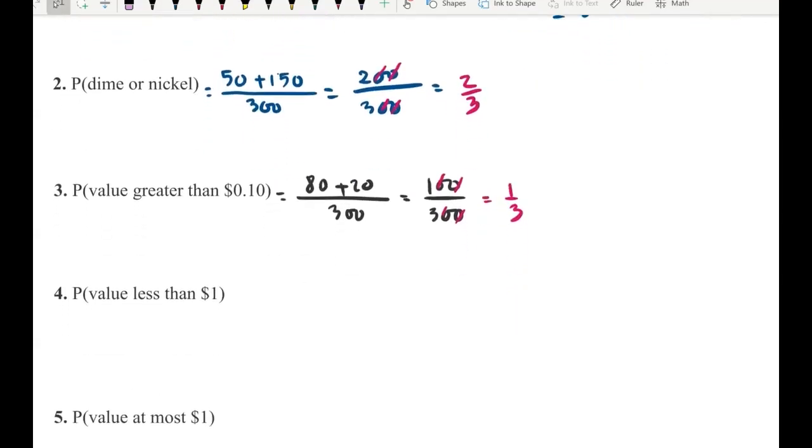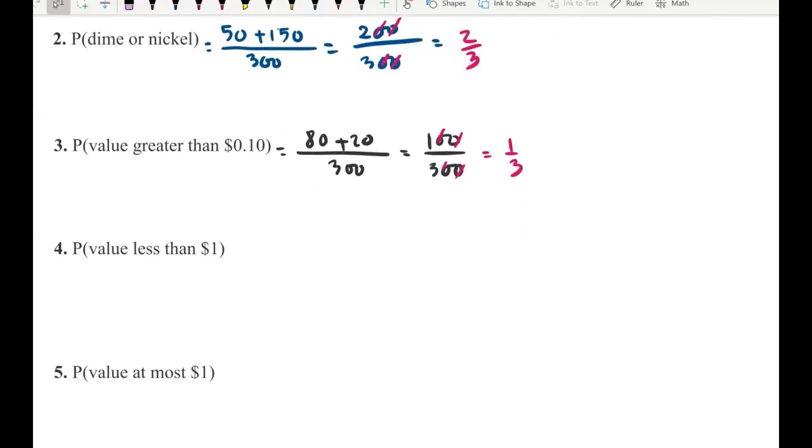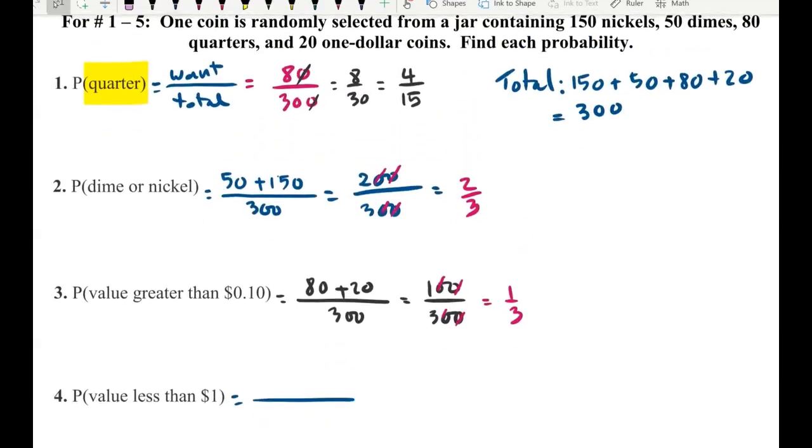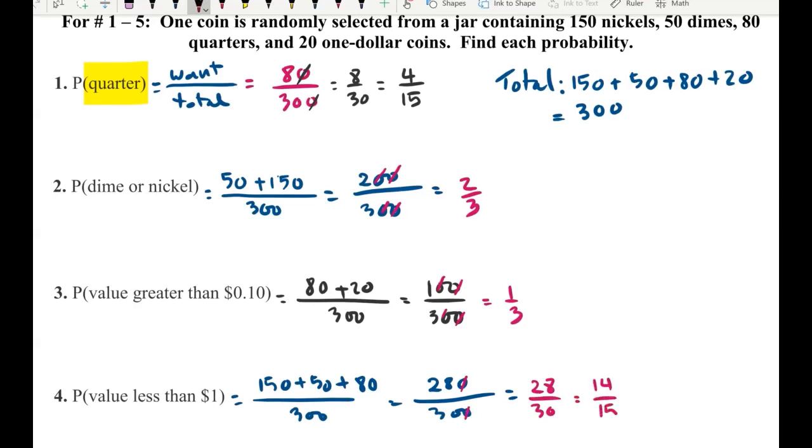Alright, we're heading to number 4. The value less than $1. Value less than $1 is any coin less than the $1 coins. So we have 150 nickels, 50 dimes, 80 quarters. And the $1 coin just doesn't count because it's equal to $1. Over the total amount of 300 coins. That will be 280 over 300. I first reduce it by 10, so we have 28 over 30. Then you can reduce it by 2. That will give you 14 over 15.